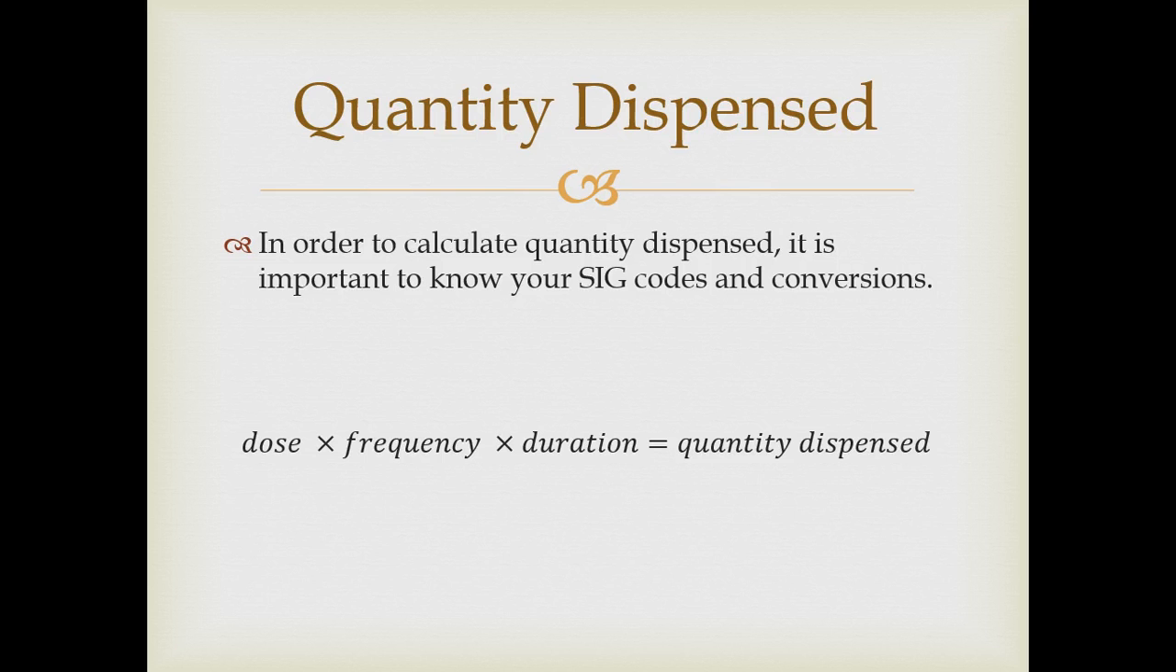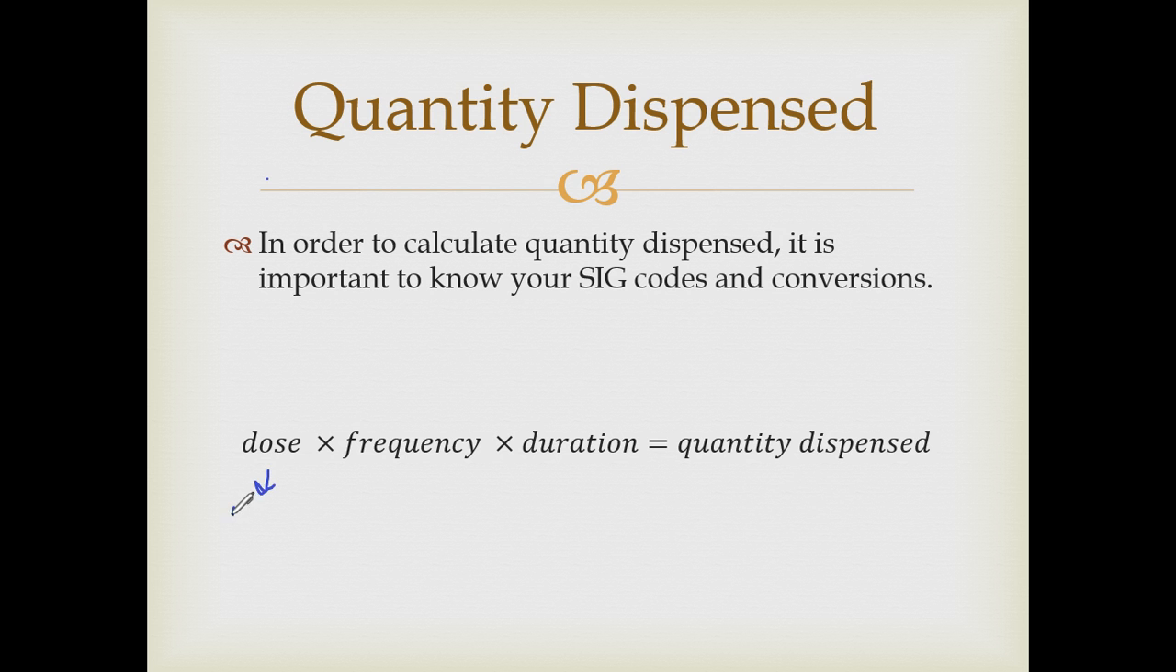Now, in order to calculate a quantity dispensed, it is important to know your SIG codes and your conversion factors. Quantity dispensed is signified by this equation: my dose times my frequency times my duration. That's going to equal the quantity dispensed.